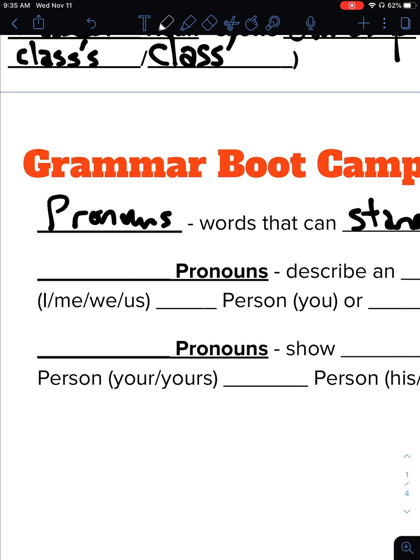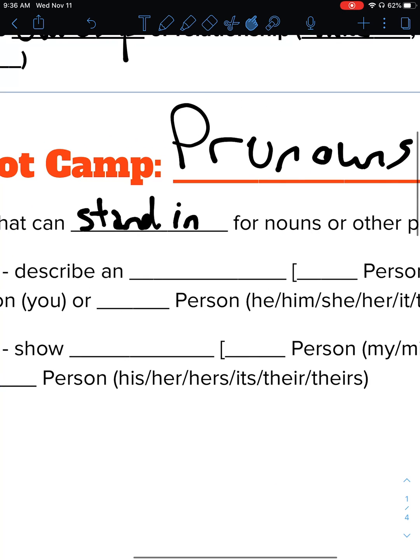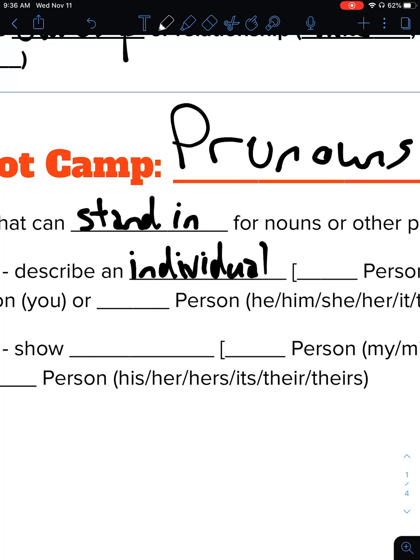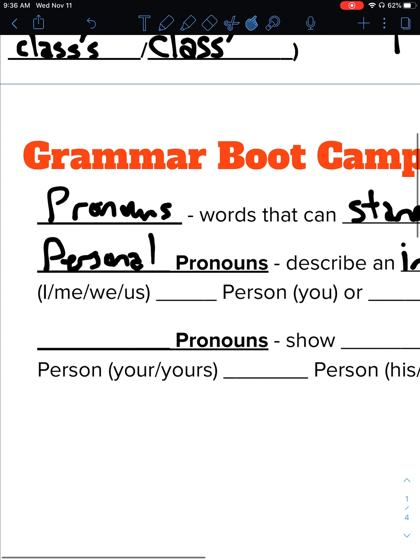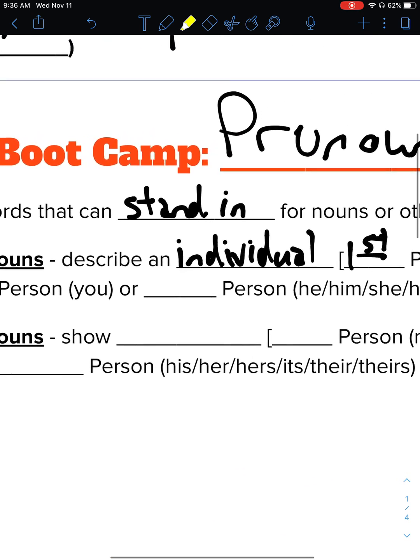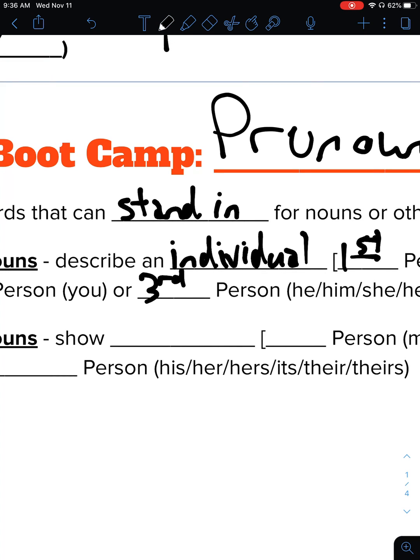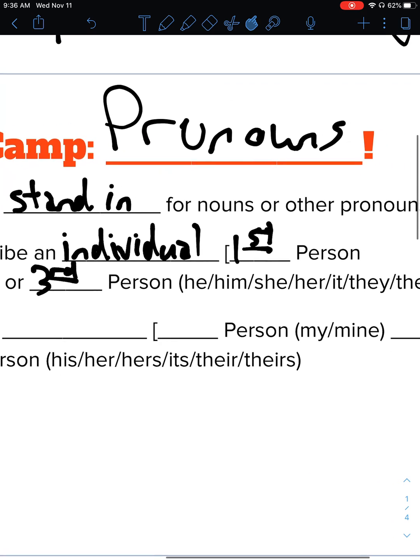And we have two main types, and then we have a bunch of other ones that we'll see on the third slide. So we have personal pronouns. These are the ones that are like, I prefer to be called he, him. They describe an individual. They describe a person. And we have first person pronouns. These are like I, me, we, or us. There are second person pronouns, which we don't really look at that much in the English language, but it's really just you. Or we have our third person personal pronouns like he, him, she, her, they, it, them.